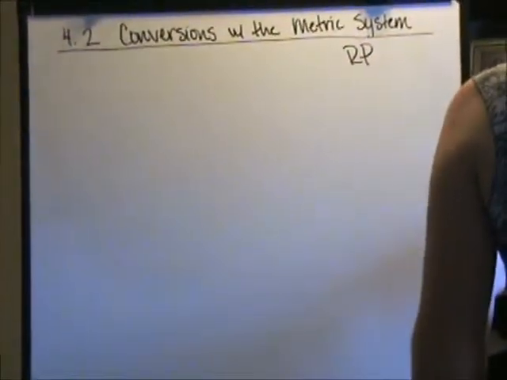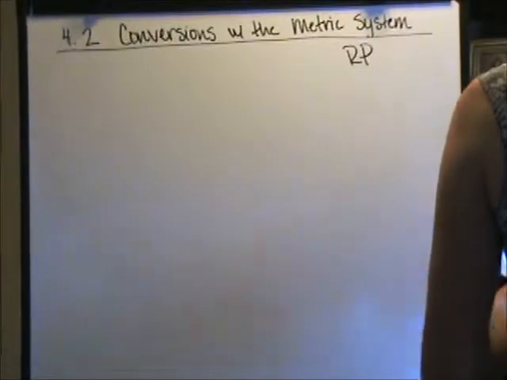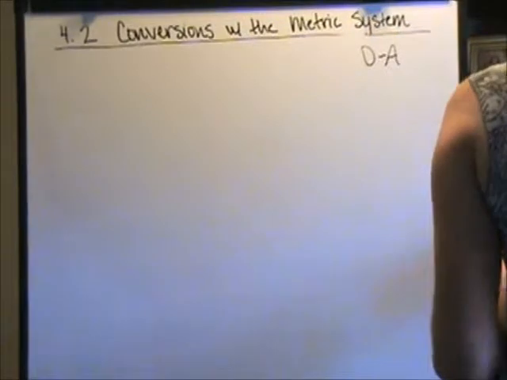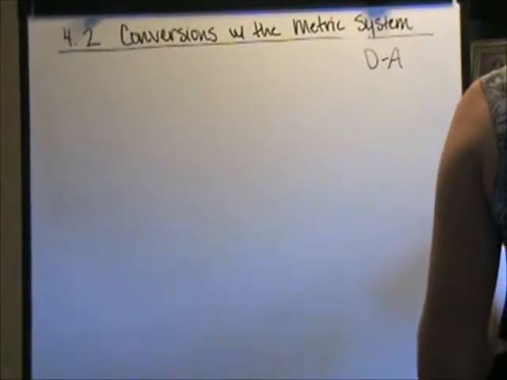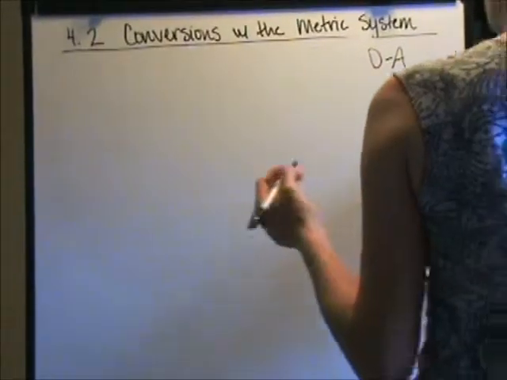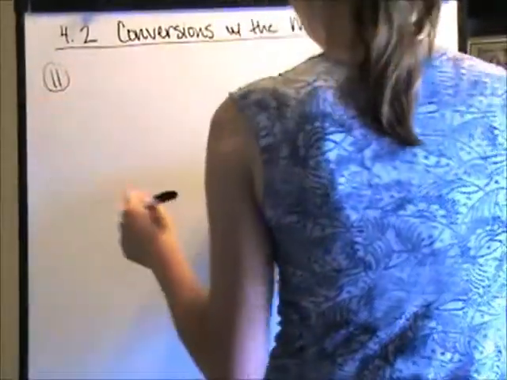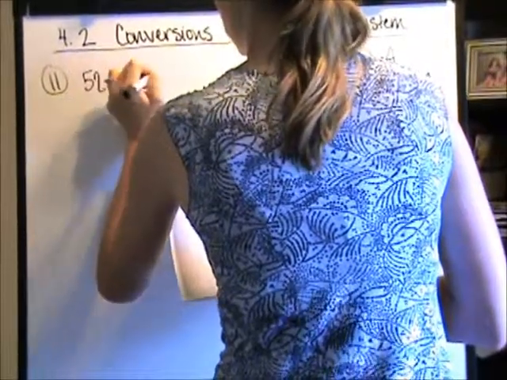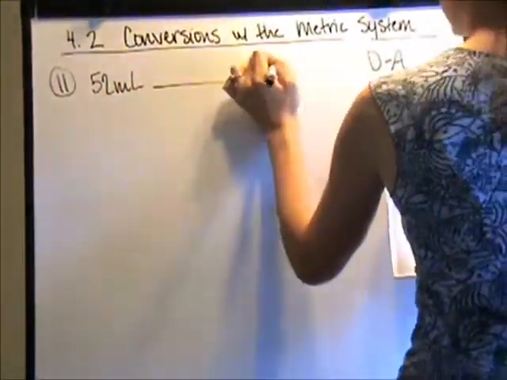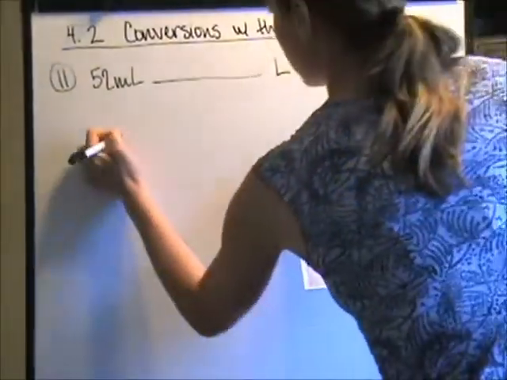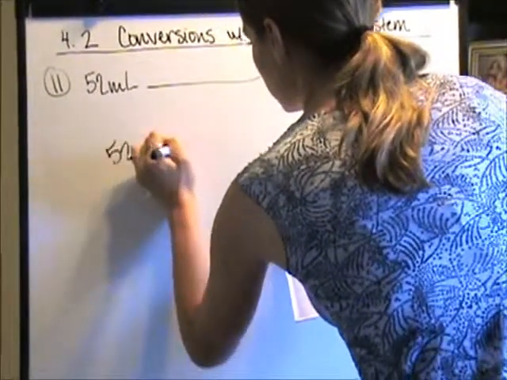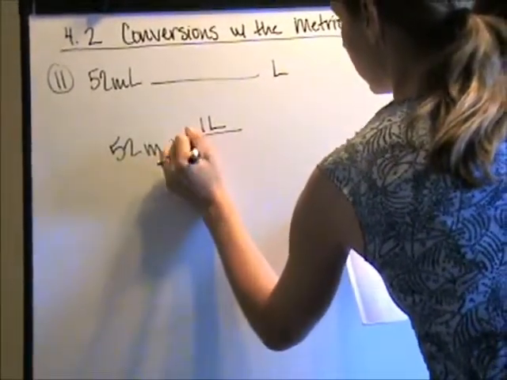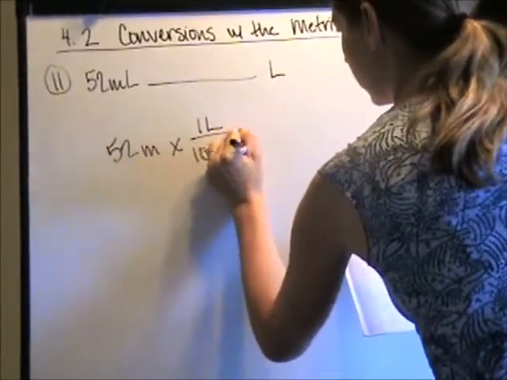Okay, let's look at the other side, converting the following units within the metric system using the dimensional analysis method. So we're still solving for the same thing, we're just using a different method of doing it. Retain all significant figures and do not round the answers. So let's look at number 11. 52 milliliters, and we're going to convert that to liters. So our known is 52 milliliters times 1 liter in 1,000 milliliters.